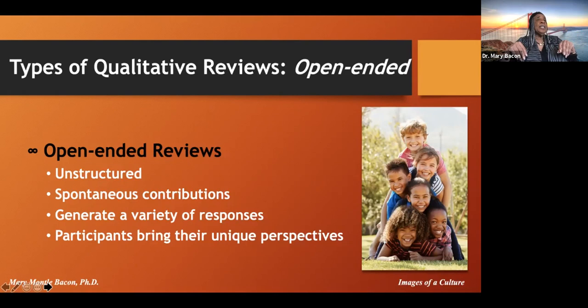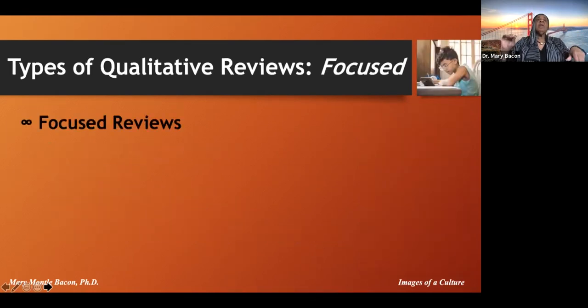And the good thing about it is typically you haven't inhibited them. And so they will generate a variety of responses based upon their experiences and based upon the unique perspectives that they have. On the other hand, there are focus reviews, which is something that I typically recommend.